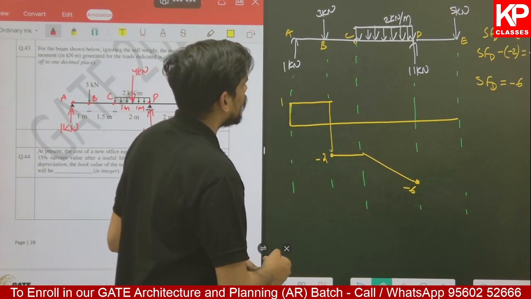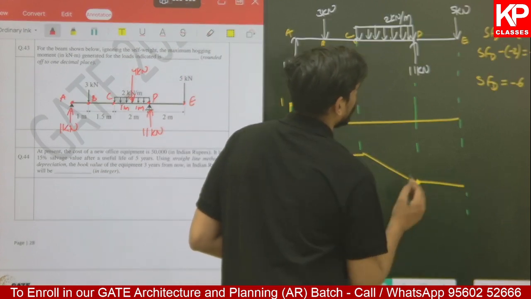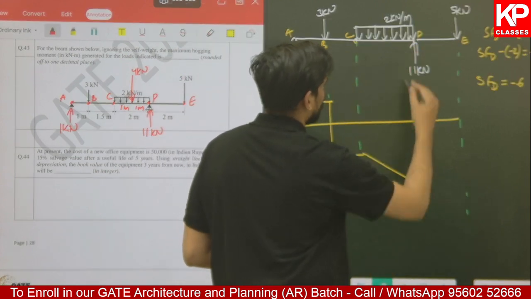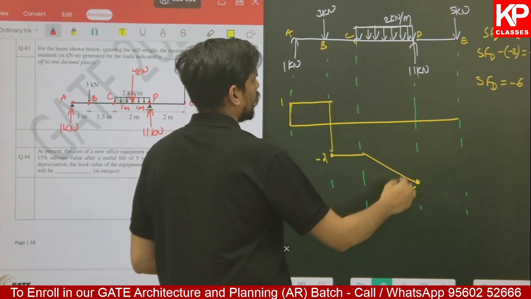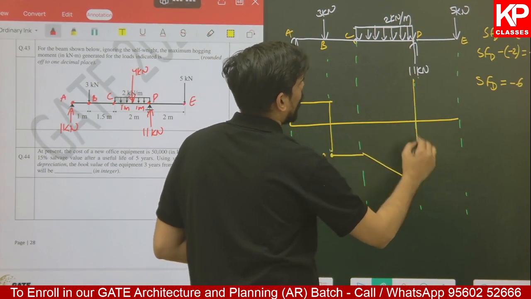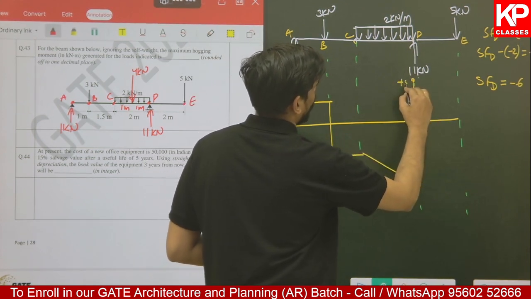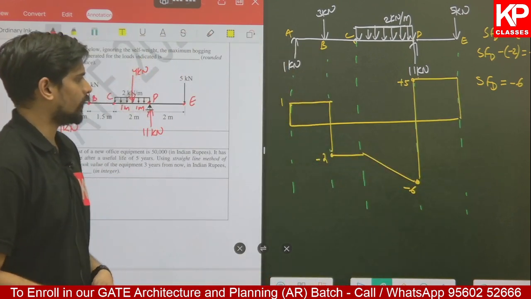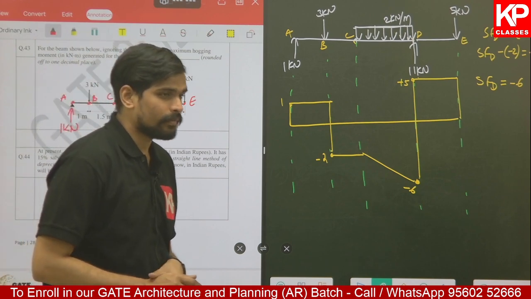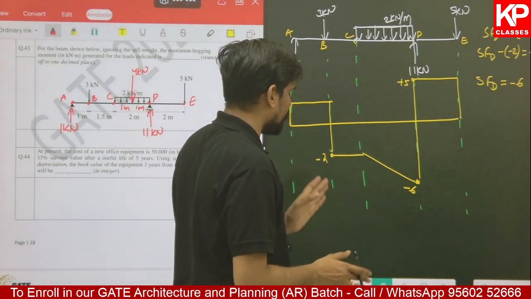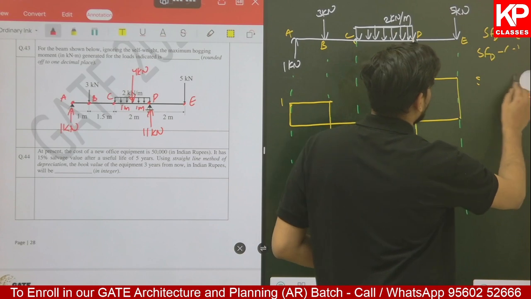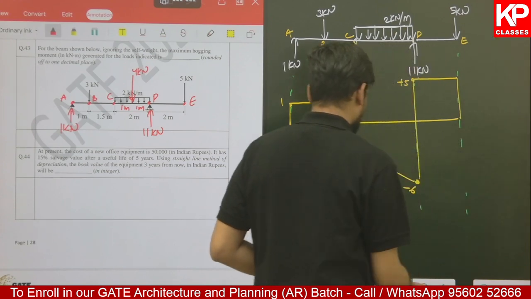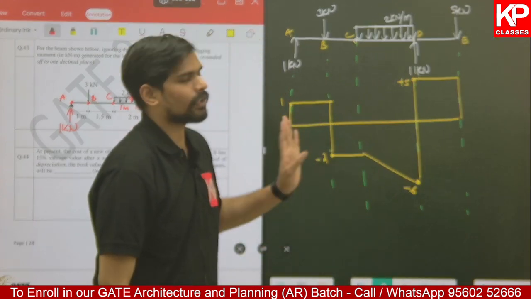Then between D and E you have a straight line. No, there's an upward jump at point D, right? Upward load of 11. So from minus 6 you will be reaching up to plus 5. It is constant till here and then there's a sudden fall at point E. That's the shear force diagram which I have drawn quickly, and I'm not going into the basics of it. I assume you know the basics, so I have quickly solved it for your understanding.